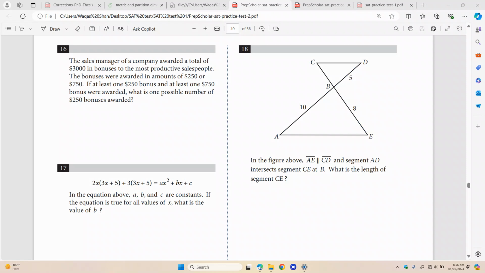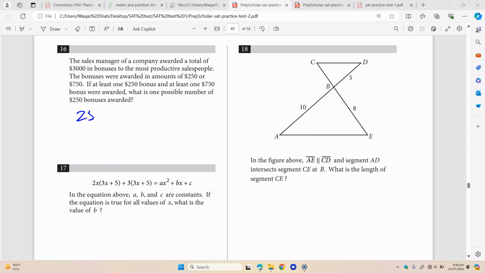In question 16, it says that the sales manager of a company awarded a total of 3,000 in bonuses to the most productive sales people. The bonuses were awarded in amounts of $250 or $750. If at least one $250 bonus and at least one $750 bonus were awarded, what is one possible value of $250 bonuses awarded? Okay, so you'll have to find the possible value of a number of possible values of 250 bonuses. Okay, so let's write this in this form.